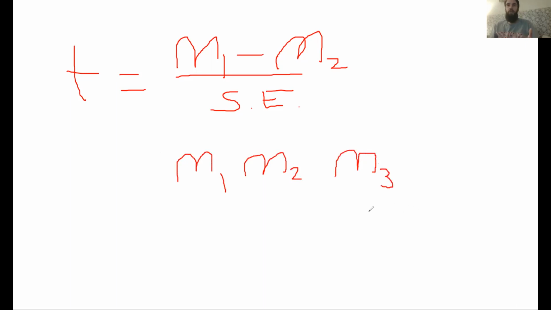So what would you subtract, right? It doesn't make a lot of sense to subtract mean 2 from mean 1, because what about mean 3? And it doesn't really make sense to subtract mean 1 from mean 2 to mean 3, because where's the difference actually going to be?